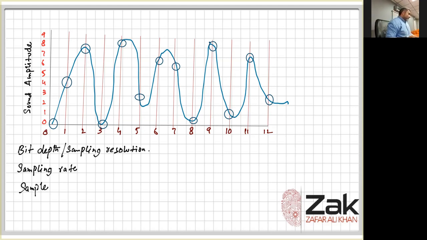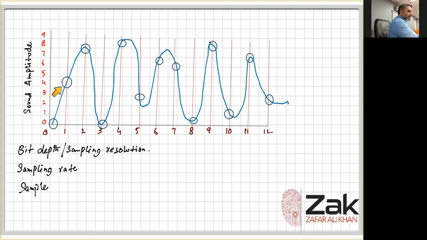So now, in this figure, we have a sound wave. The x-axis shows the time interval when the sound was sampled, 0 to 12. And the y-axis shows the amplitude of the sound. The amplitude above 9 and below 0 is filtered in this example. Now, at time interval 1, the approximate amplitude is 4.